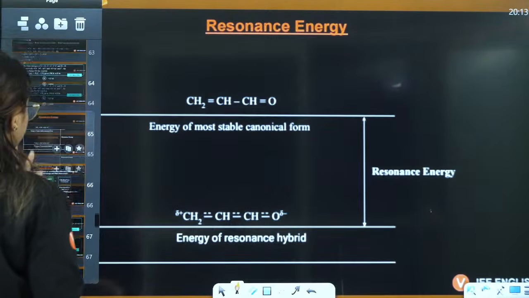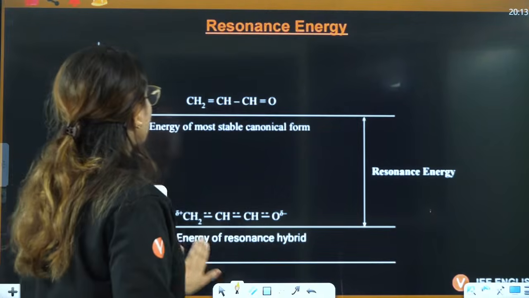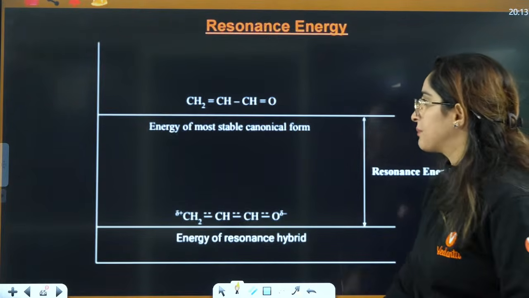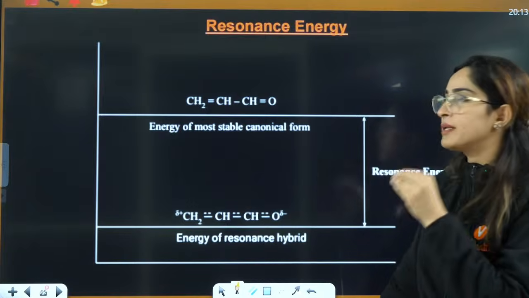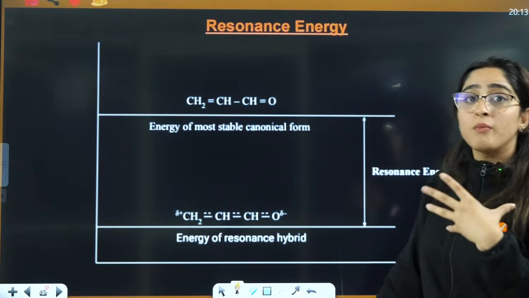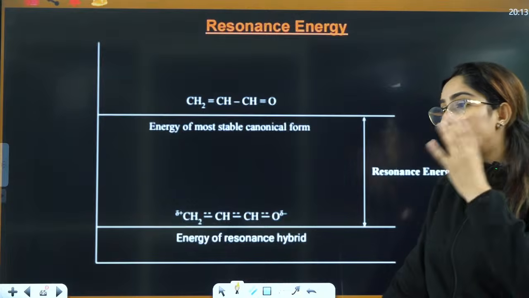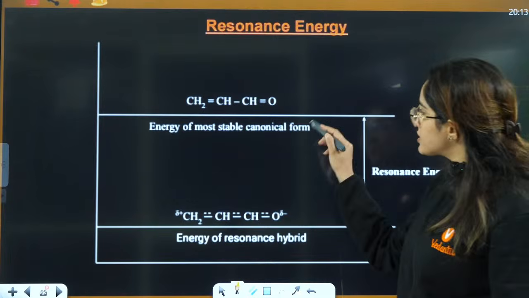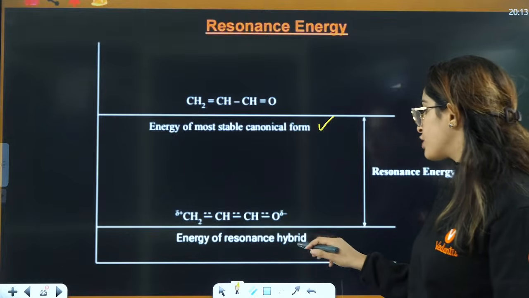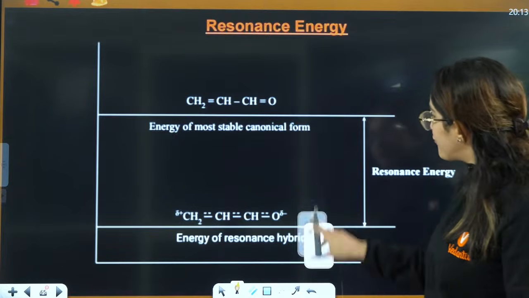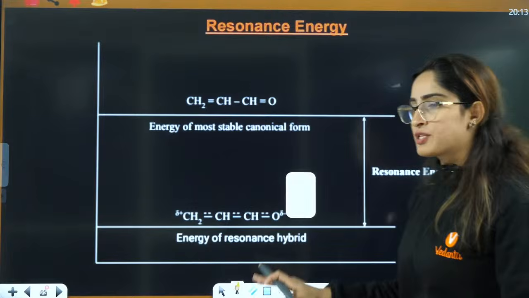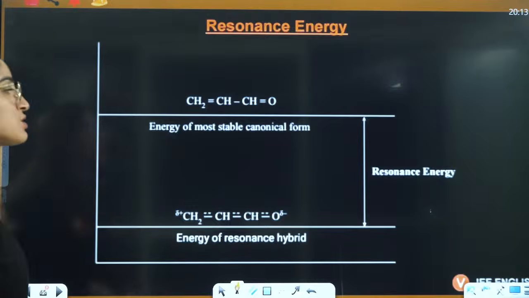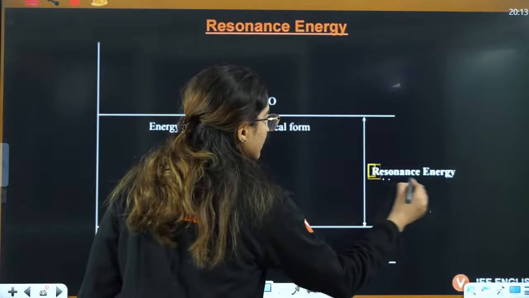Okay, now let's talk about resonance energy. Now, what you see is the energy of the most stable canonical form. Canonical forms are the resonance structures, and out of them, one structure is most stable. The energy of the most stable canonical form, and this is the energy of the resonance hybrid. The difference in the energy of the resonance hybrid and the most stable resonating structure is called resonance energy.